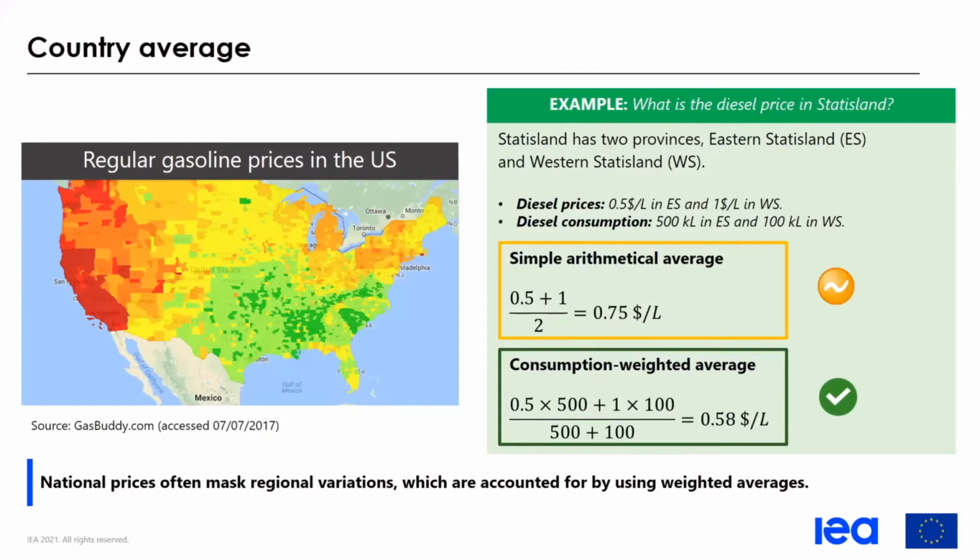Is this a representative price? The answer is no, because as we can see from the input data, consumption is 5 times higher in the region with the lower price. Therefore, if we were to compute the simple average, we would not take into account this difference in consumption. In order to calculate a representative price, we need to weigh prices by consumption. If we take consumption into account, we obtain $0.558 per liter, which is the representative price for the country.